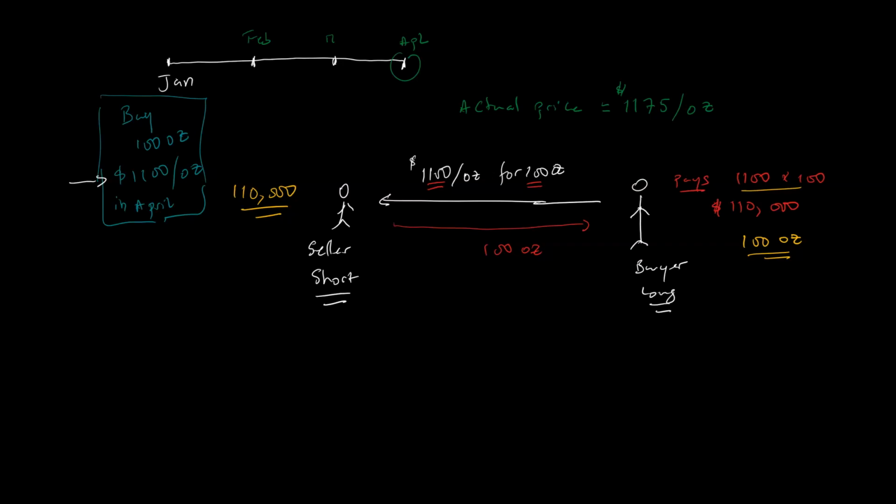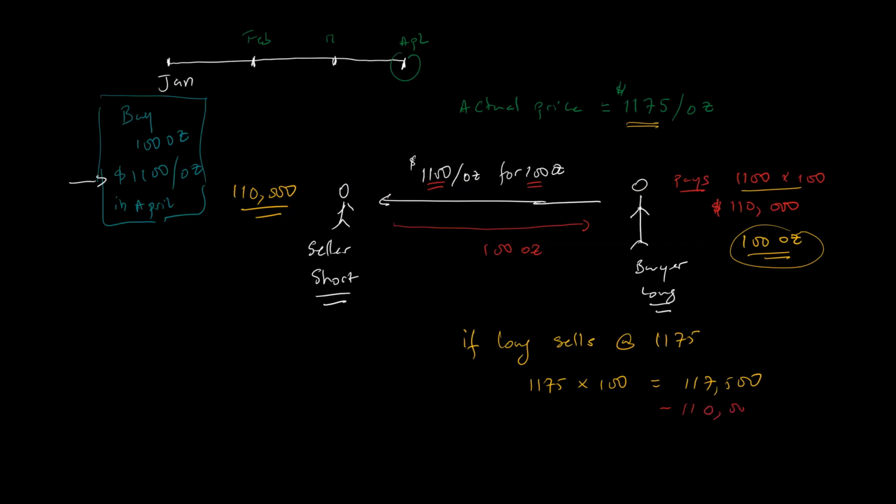Now, what could the buyer do with this gold? Well, the buyer could turn around and sell it for $1,175 because that's the price at which it's trading in the market now. And so if the buyer, if the long sells at 1,175, what is the profit? Well, the buyer is going to sell at 1,175 multiplied by 100, so it's going to sell at $117,500, and the buyer bought for $110,000, which means that the buyer made a profit of $7,500 in this transaction.